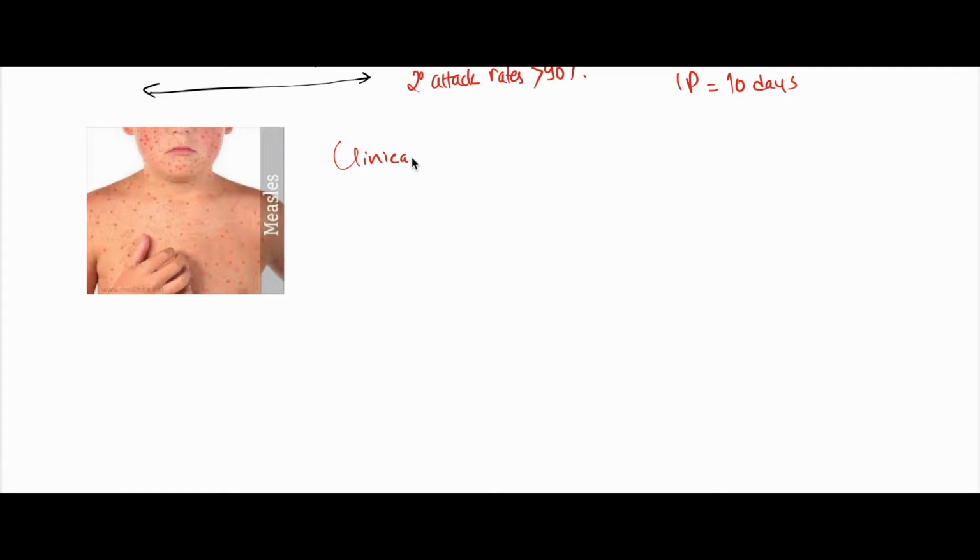Clinical features of measles. Okay, so what are the clinical features? It commonly affects preschool children, and the infants are protected by transplacental antibodies, which decline by 9 months. Hence the rationale for vaccine after 9 months. Okay, vaccine.